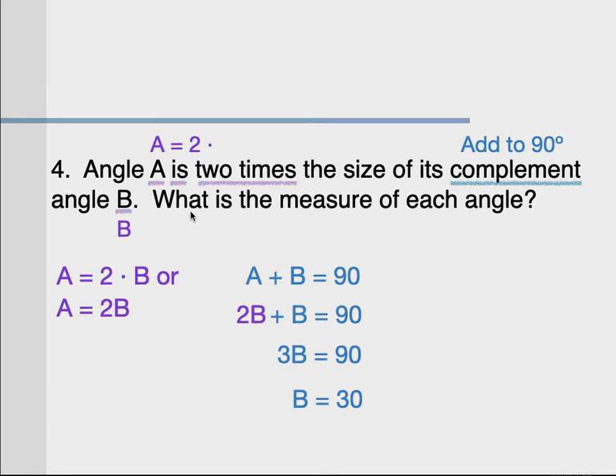Now with a word problem, you always want to go back and reread the question to see if you're done. What is the measure of each angle? We're not quite done. We figured out B's measure. We still need to figure out A's measure, but that's much easier than solving for B because if A equals 2B, and we know B is really 30, we just plug in 30 where B used to be. So A would be 60, B equals 30. You could always check your answers for the angles and see if they really do add up to 90 degrees. 60 plus 30 are complements of each other. It does equal 90 degrees.